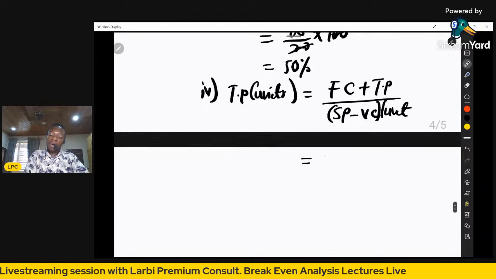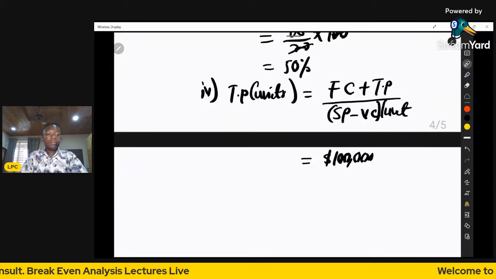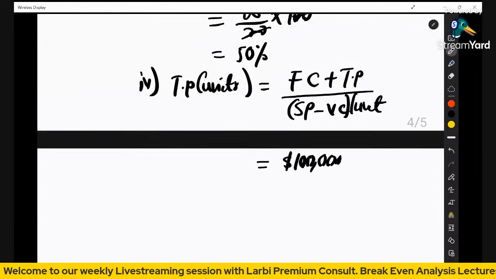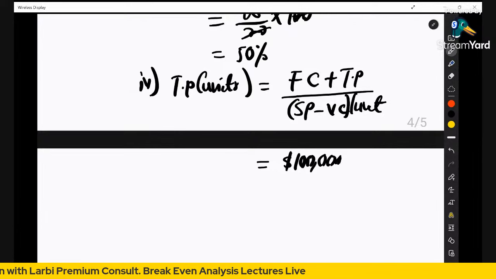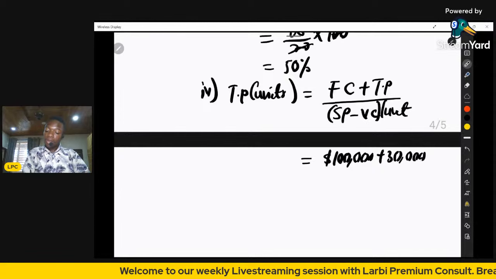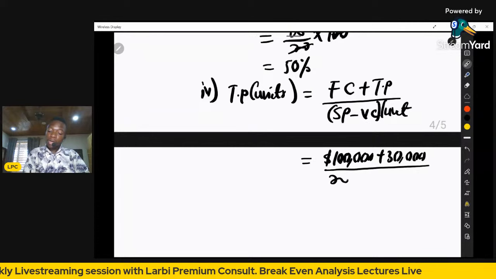We know our fixed cost to be $100,000, and we know our target profit to be 30,000, right? Divide all by the contribution, for which we know it should be the selling price of 20 minus the variable cost of 10, all per unit.